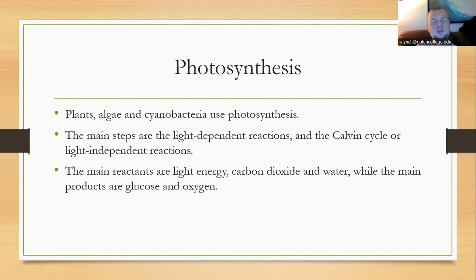The main reactants here are going to be the light energy that we get from UV radiation, carbon dioxide taken in from the environment, and water. The main products are going to be the opposite of what we see in animals. Here, the products are glucose and oxygen, whereas the products in animal cellular respiration are carbon dioxide and water.